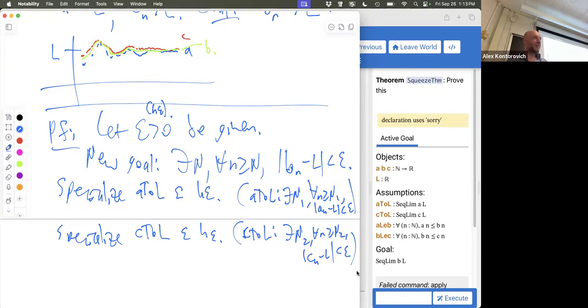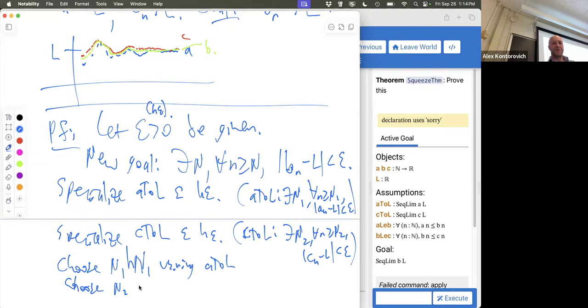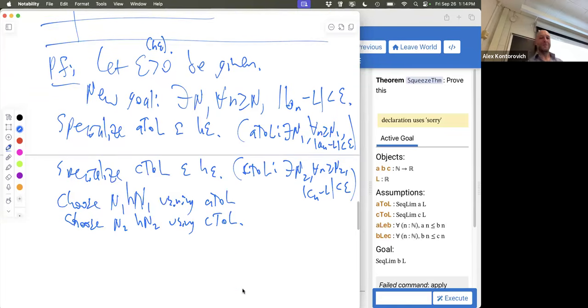Now what? Yeah, of course, we have to choose n1, hn1 using A to L, and choose n2 and hn2 using C to L. Okay, so now this bit becomes hn1, this bit becomes hn2.